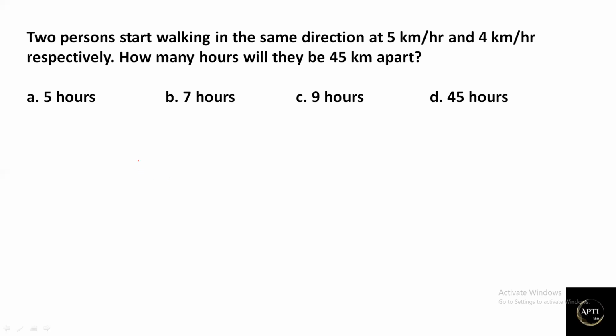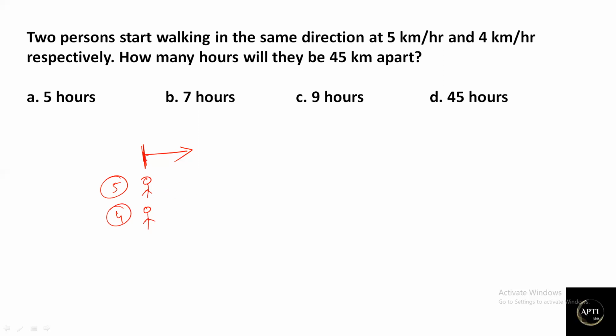Let us say that this is the starting point. They started moving in this direction. Two persons started walking in this direction. Now, this first person's speed is, let us consider, 5 kilometer per hour. The second person's speed is 4 kilometer per hour. How many hours will they be 45 kilometers apart?